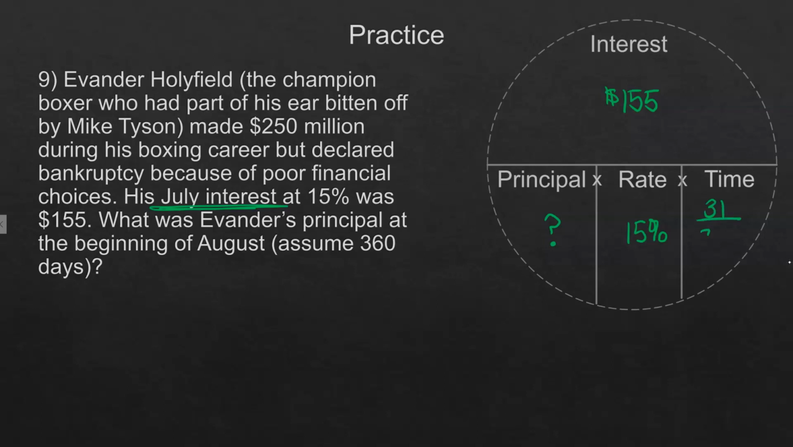So 31 out of 360 because July has 31 days, and that's all they told you about the time, and that we're using a 360-day year. And then we're going to set it up. So principal is what we're looking for, and that's 155 for the interest divided by our interest rate of 15% in decimal form times 31 days divided by 360. Close our parenthesis, push the equals key.